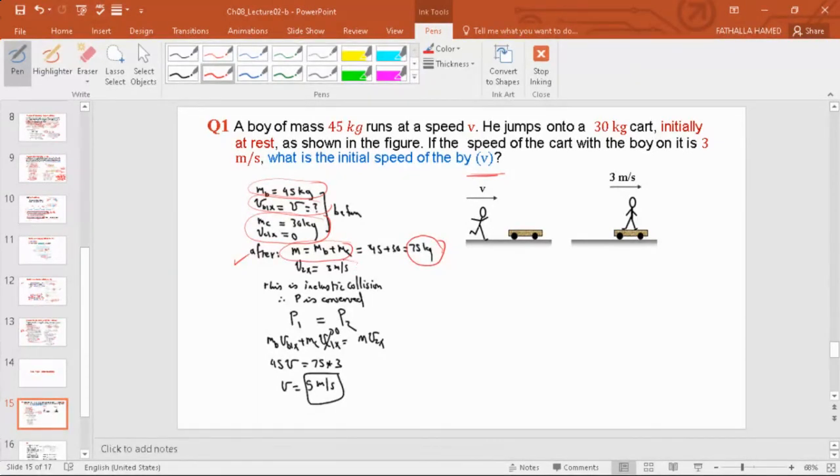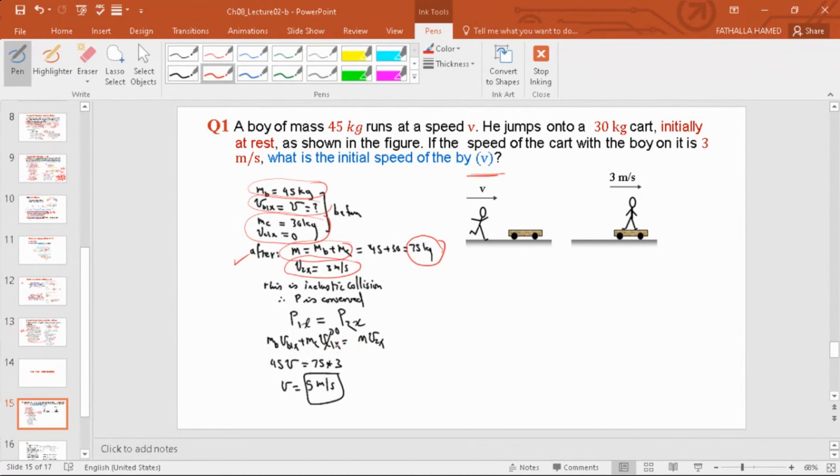And they tell us that the cart is now moving with a common velocity, V2x, equal to 3 meters per second. Now, I know that the momentum here should be conserved, so P1x should equal P2x. So mass of the buoy, VB1x, plus MC VC1x should equal the total mass times V2x.